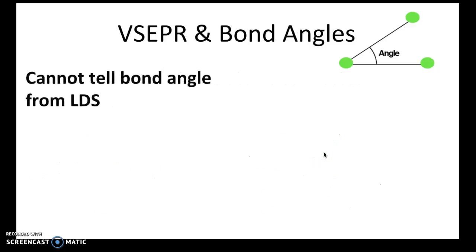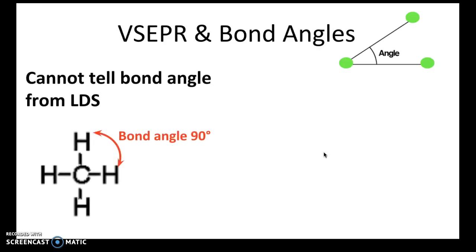Now, as I mentioned before, Lewis dot structures will not tell you what the bond angle is. If you take a look at this Lewis dot structure for methane, you would think, oh, the angle formed between the 2 hydrogens and the carbon that are all connected together looks like a right angle, so I would predict it to be 90 degrees. But it turns out methane does not have a 90-degree angle.